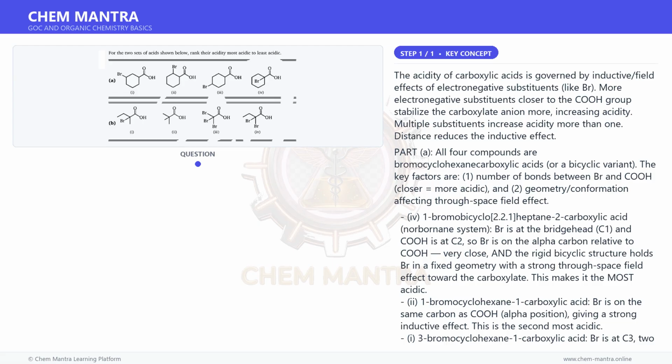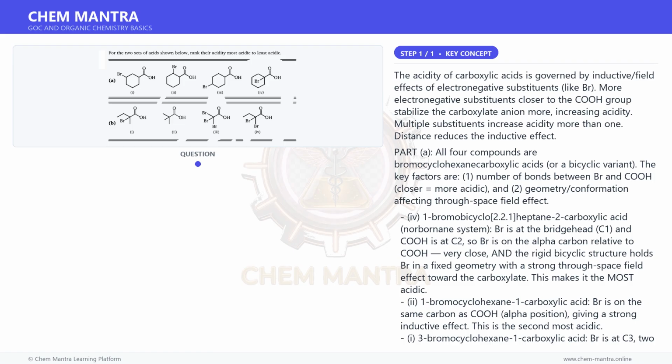The acidity of carboxylic acids is governed by inductive field effects of electronegative substituents like Br. More electronegative substituents closer to the COOH group stabilize the carboxylate anion more, increasing acidity. Multiple substituents increase acidity more than one. Distance reduces the inductive effect.